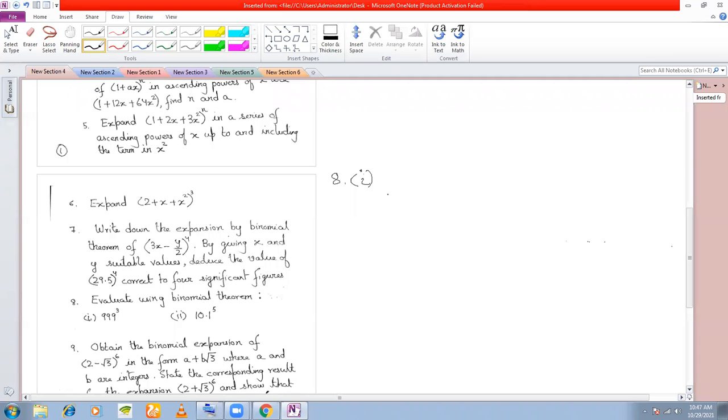Question is evaluate using binomial theorem: 999 cube, 999 whole cube. You can write 999 whole cube as 1000 minus 1 whole cube. Now you can expand this binomially.